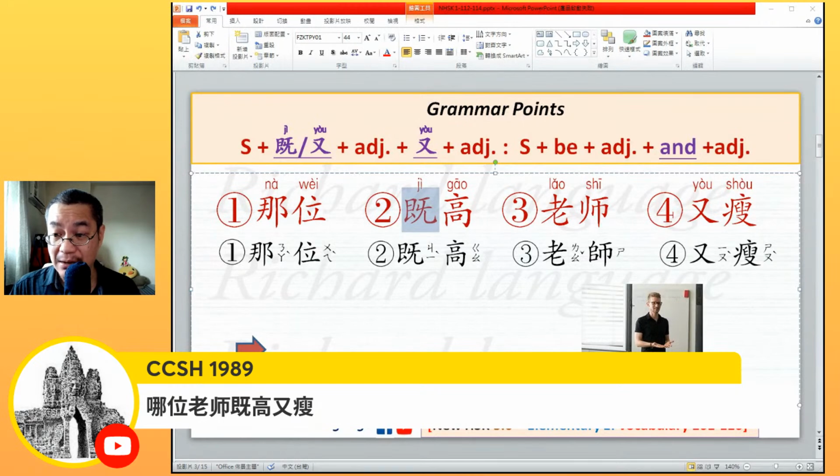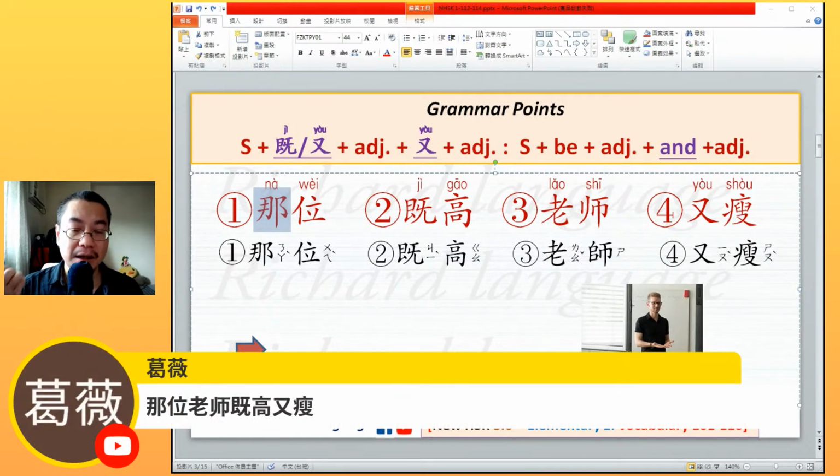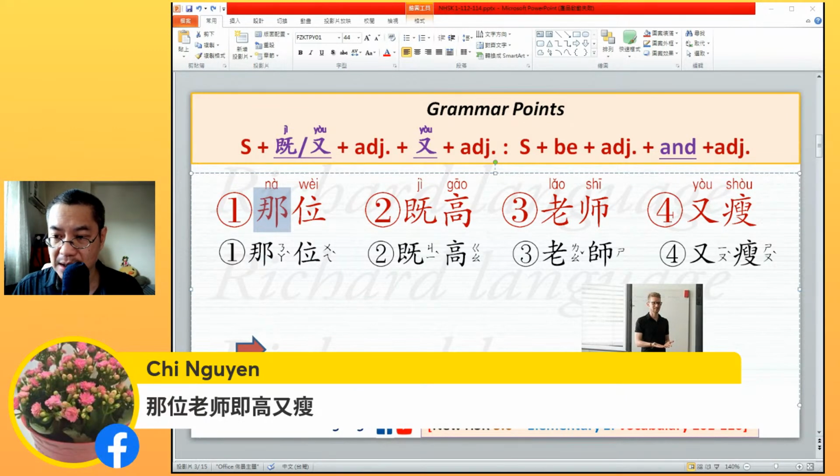No, not 哪位. The first word should be 那位, not 哪位. 哪位 means which. So you need to correct your first word. 那位老师既高又瘦. Very good. And this one, 那位老师, not 极. The word is incorrect. It should be 既高.